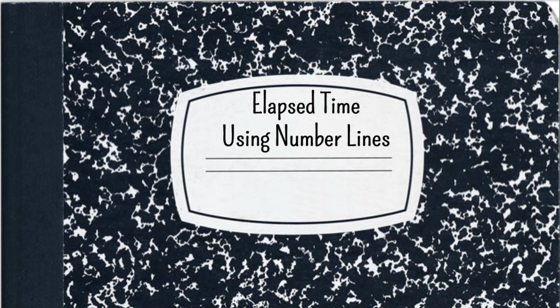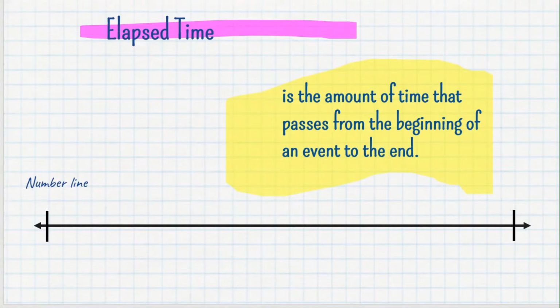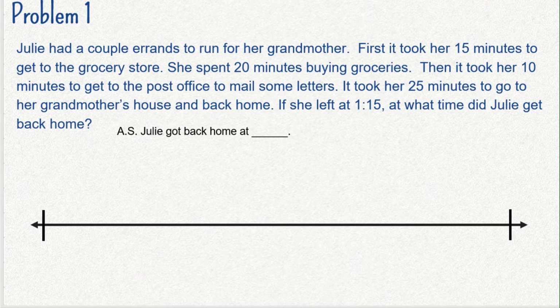Hello, I'm Mrs. Kilton, and I will be talking to you about using a number line to solve elapsed time word problems. Elapsed time. What is elapsed time? Elapsed time is simply the amount of time that passes from the beginning of an event to the end. I'm going to be using a number line to help you solve these problems, and I hope that by the end of this session, you will know how to solve this type of problem.